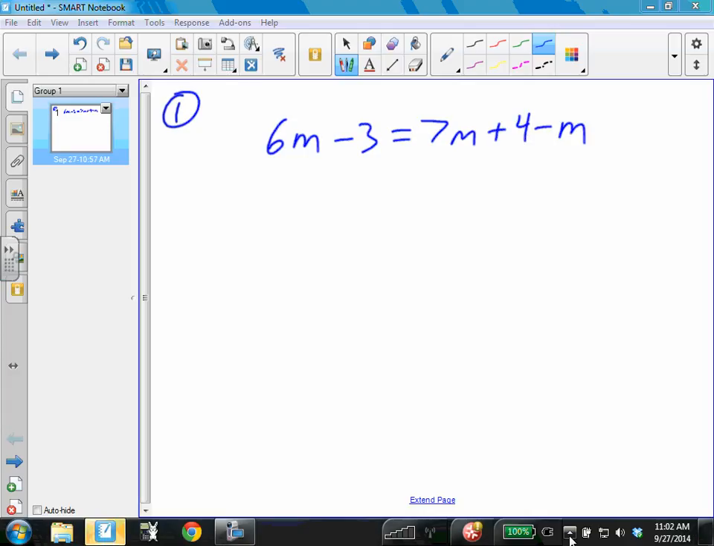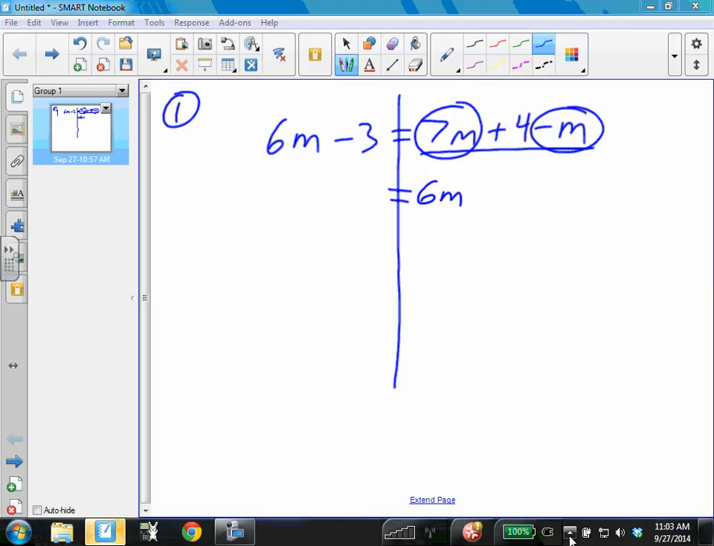minus m. Okay, remember this equal sign really divides my problem in half, and so what I'm going to do here is I'm going to combine like terms on this left side of the equation over here. You notice I have a 7m and a negative m, and since those are like terms, I can combine them. Now 7m minus m gives me 6m, and then that plus 4 I'm just going to bring right down, so plus 4, and on the other side our 6m minus 3 we're just leaving alone.